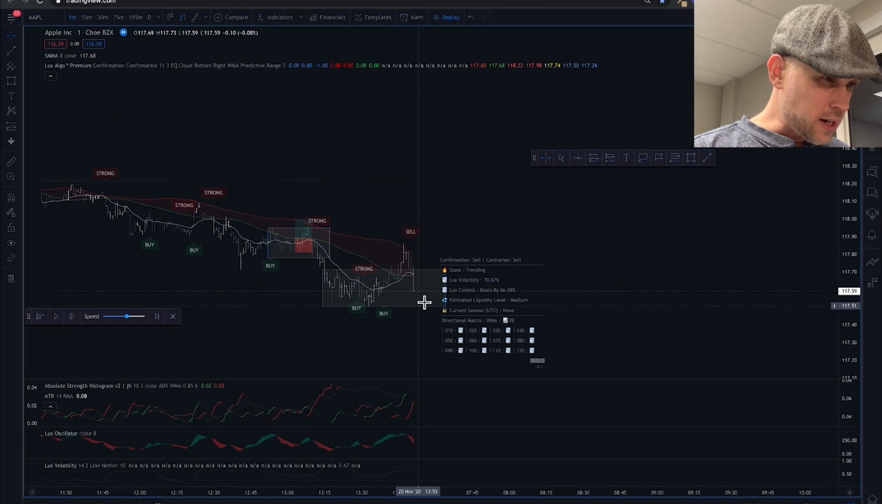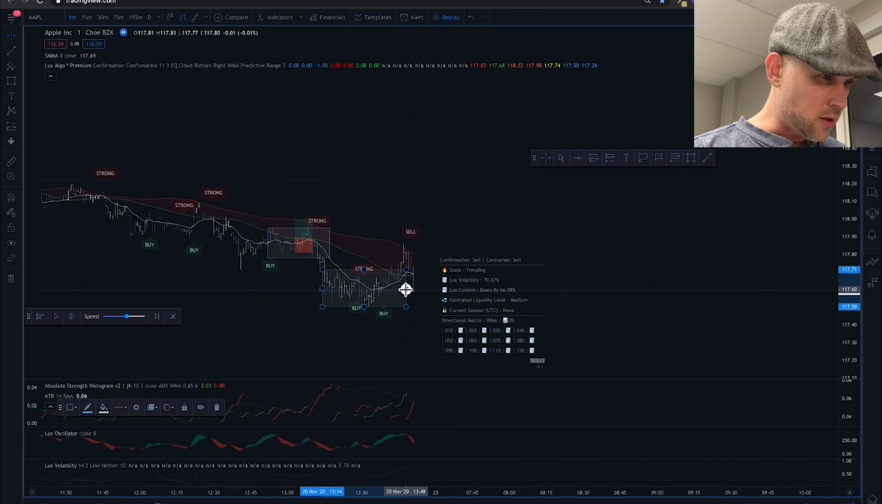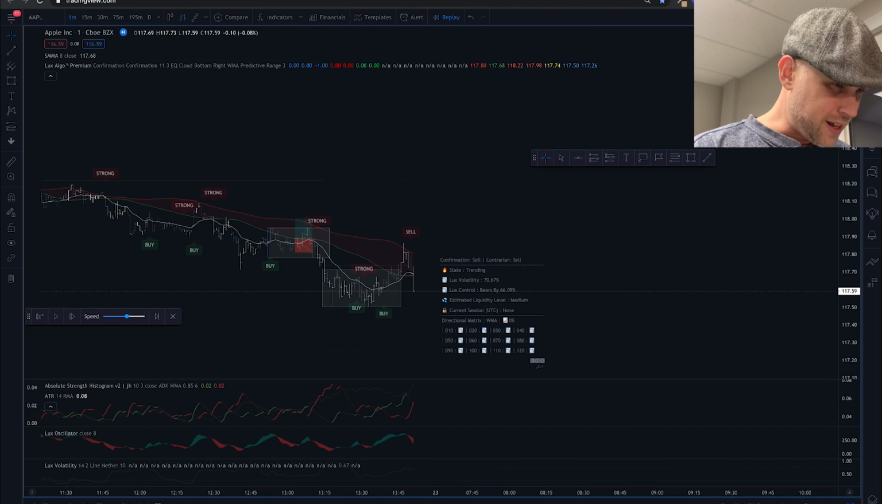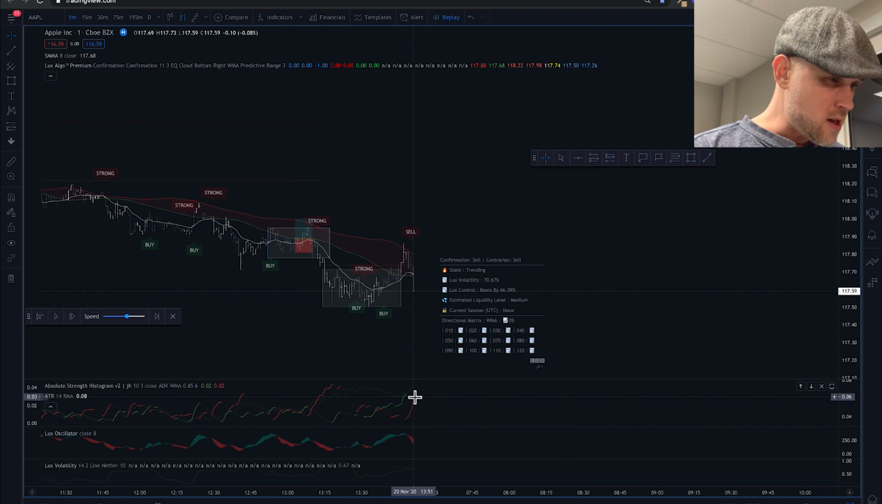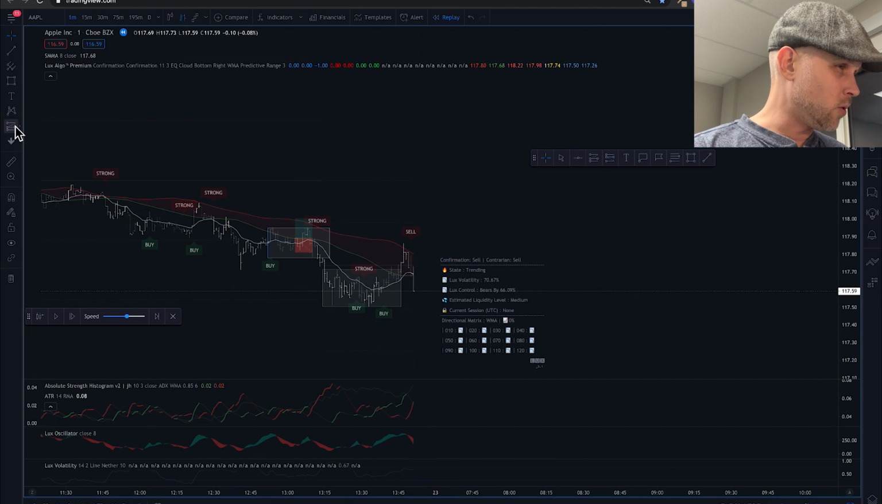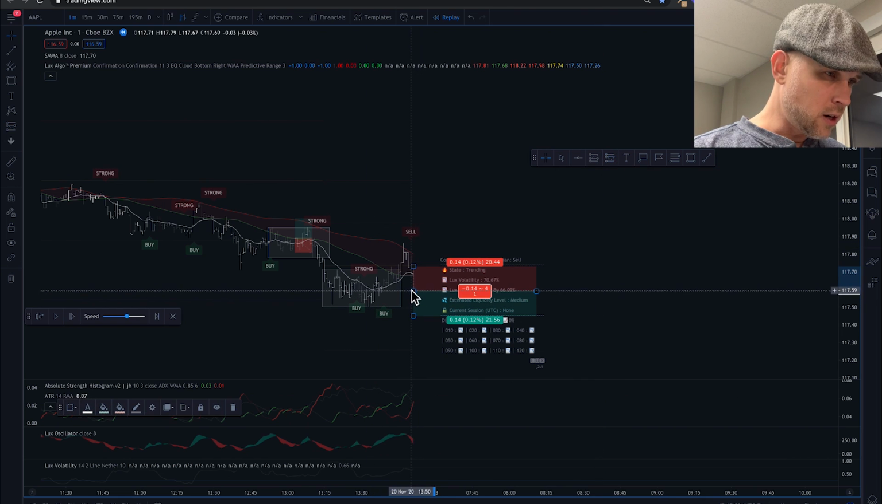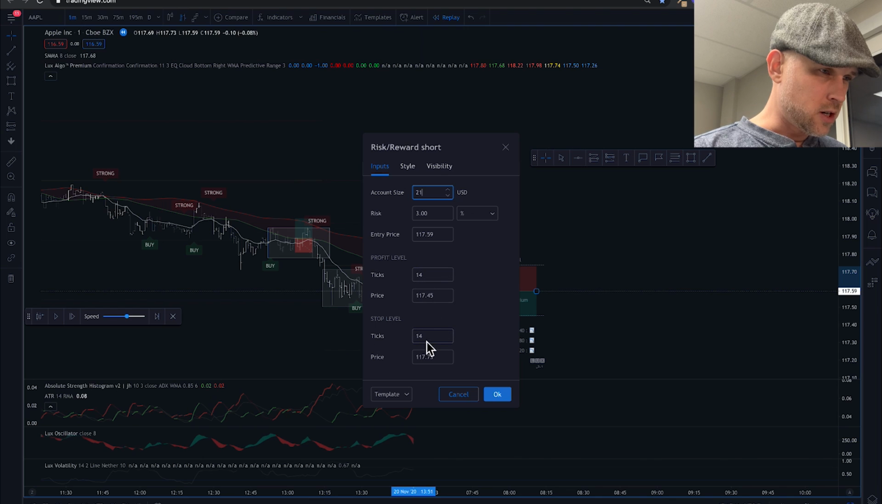So we've got a crossing now below. We did cross outside of that, so we can move that box over there. Okay, cool. So we've got a sell signal. We've got a Lux. Strength is in the bears. We've got the oscillator pointing down, and the volatility is acceptable. So we are going to enter a short on that candle.